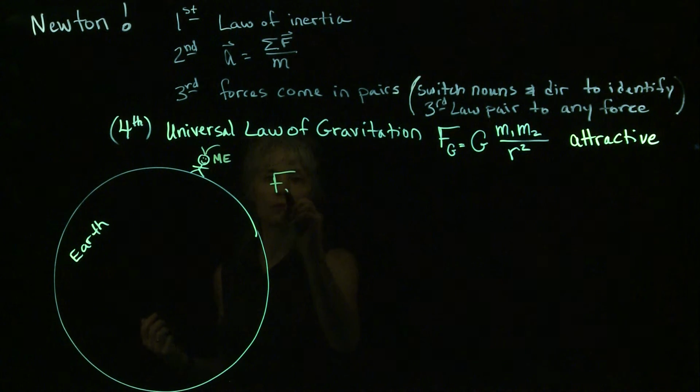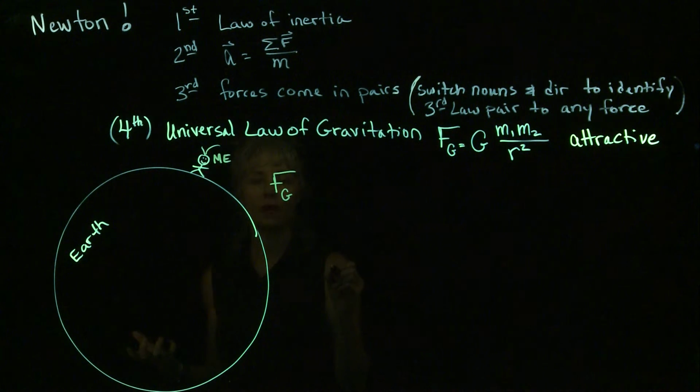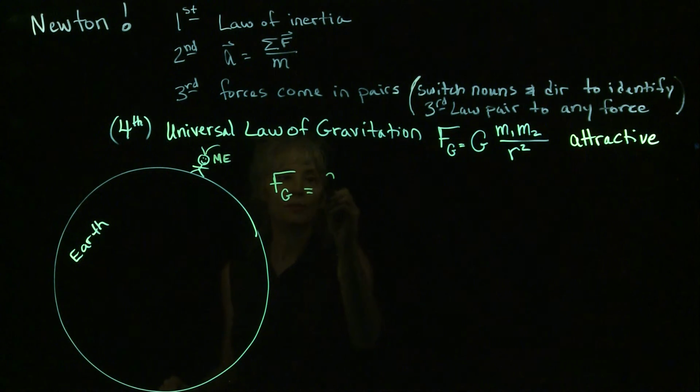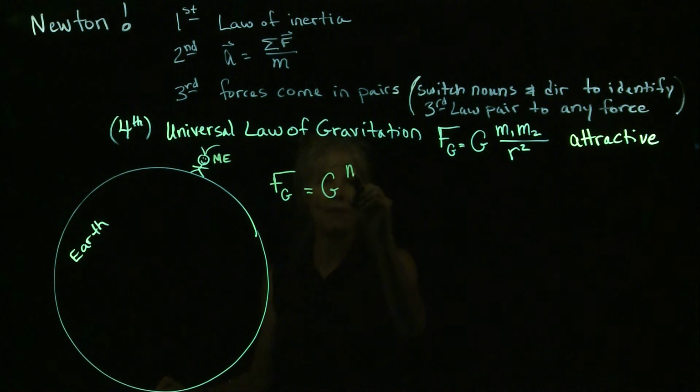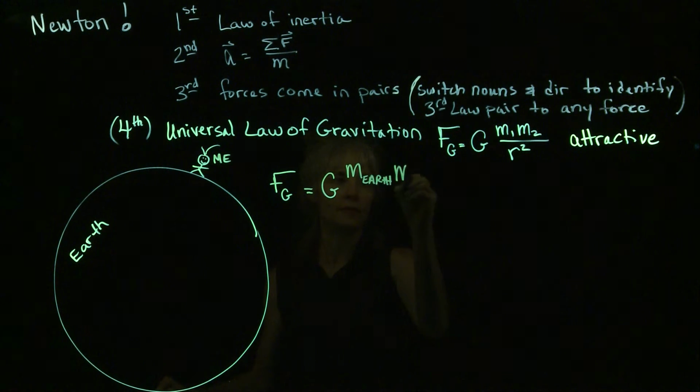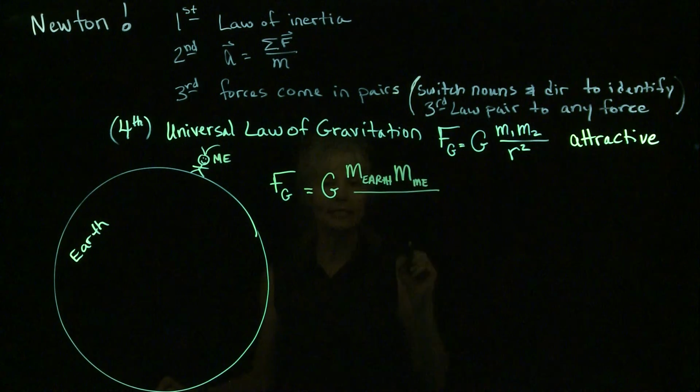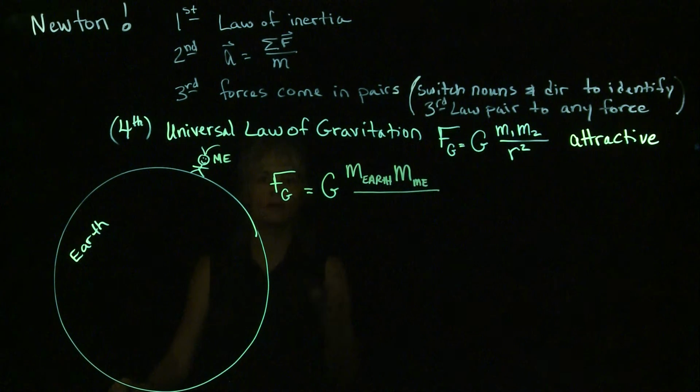Okay, so if I apply the universal law of gravitation to me and the Earth, then I would look at the force of gravity's magnitude between me and the Earth. This is the force that I pull on the Earth with and that the Earth pulls on me with: big G, product of the masses involved. So what masses are involved? Well, this is the Earth's mass, and then this is going to be my mass, divided by the distance between our centers of mass.